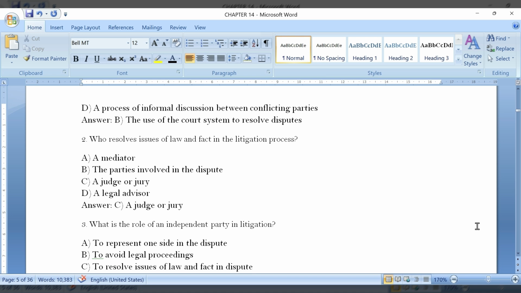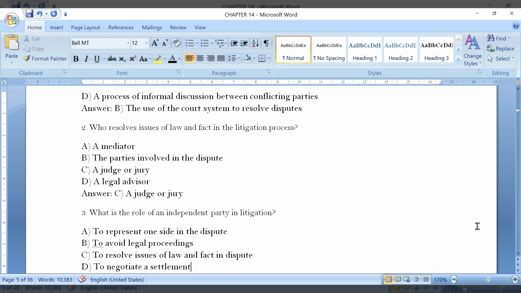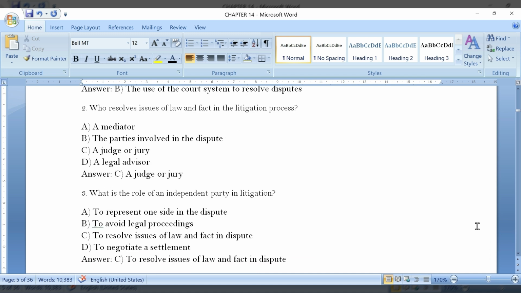2. Who resolves issues of law and fact in the litigation process? A. A mediator. B. The parties involved in the dispute. C. A judge or jury. D. A legal advisor. Answer. C. A judge or jury.